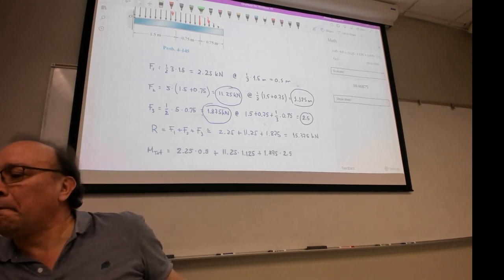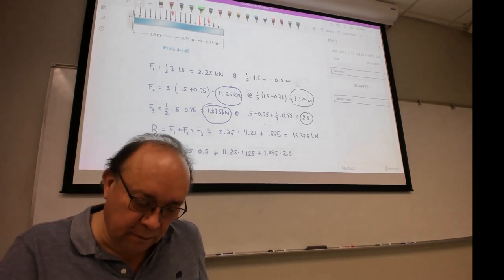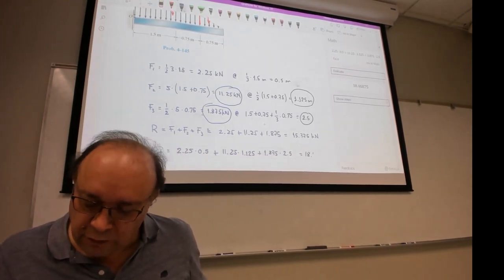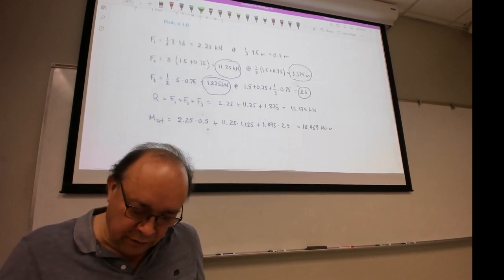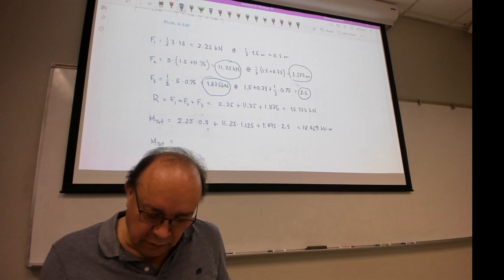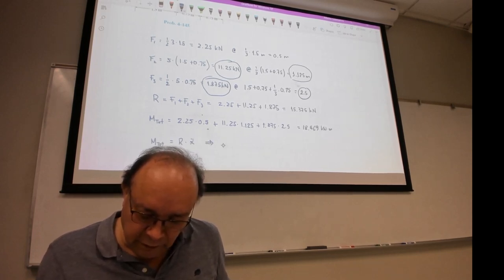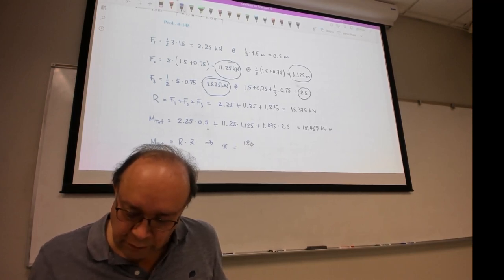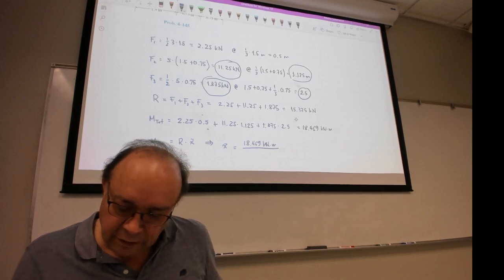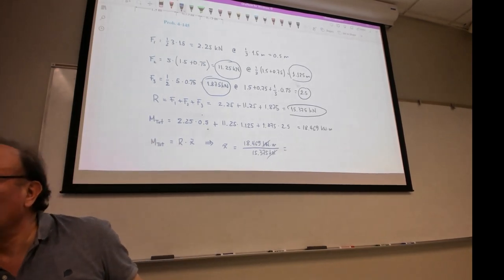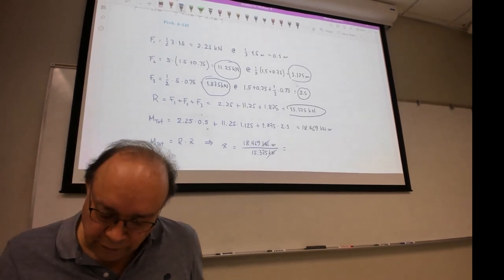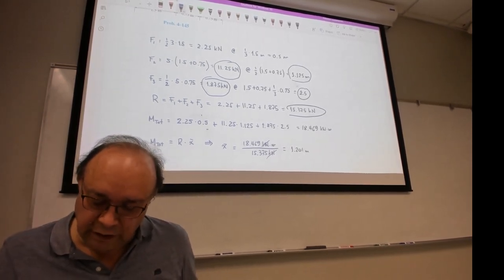If I do that operation, I should get something like, what do you get? 18.469 kilonewton meters. So now if I want to get the location, M total has to be equal to R times X bar. Therefore X bar equals the total moment, 18.469 kilonewton meters, divided by R, which is 15.375 kilonewtons. Kilonewtons go with kilonewtons, and this is in meters. I get 1.201 meters. Did you get the same thing?